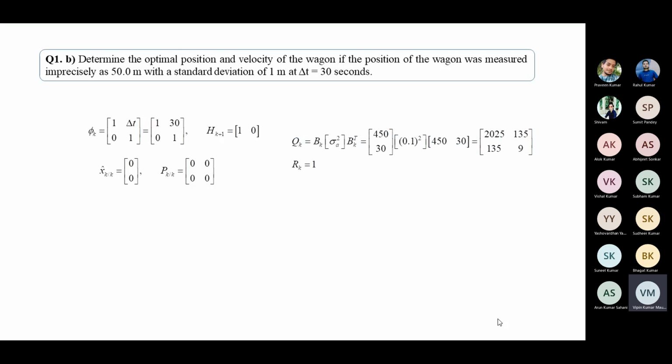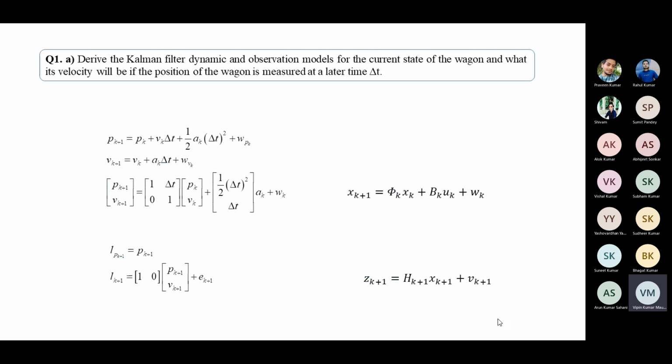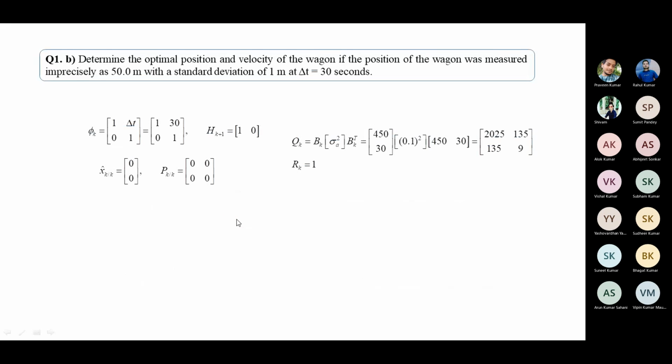Now for the case of Qk, I have told you the coefficient Bk component will be used for the calculation of the system noise. So the expression for that is Bk sigma a square Bk transpose. Sigma a was given, the random acceleration 0.1. So you have to compute the Bk, and you can see here the expression for Bk was half delta t square and delta t. So you can compute the Qk also.